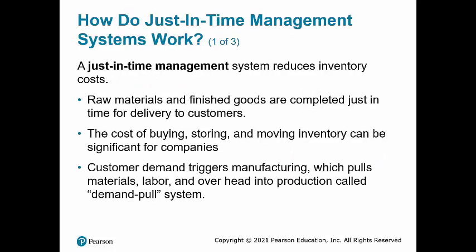The cost of buying, storing, and moving inventory can be significant for companies. To reduce inventory costs, many companies use a just-in-time management system. Companies with just-in-time management systems will buy their raw materials and complete the finished goods just in time for delivery to customers. This means that inventory levels are kept low. A customer order triggers the purchase of raw materials and the completion of the product.